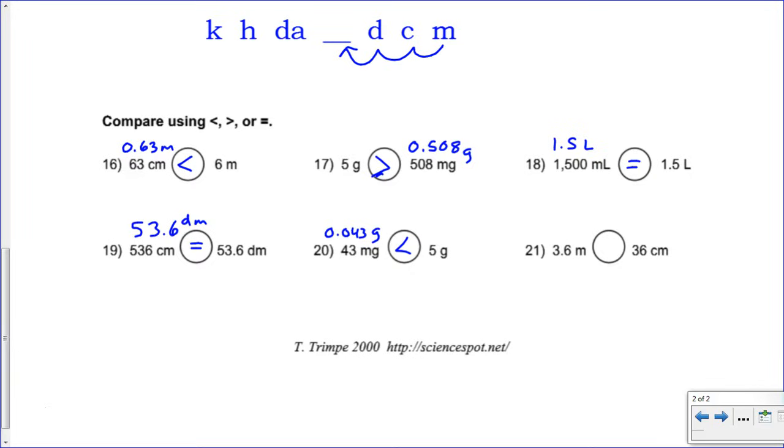Last one here, comparing 3.6 meters to 36 centimeters. We'll go from the 36 centimeters to meters. So centi to regular meters, just 2 spots over there to the left. So 36. We're going to bump over here 1, 2, that's 0.36. And 3.6 is going to be larger in that case.